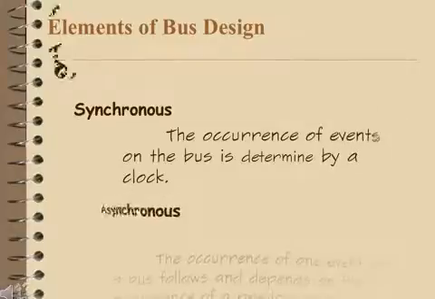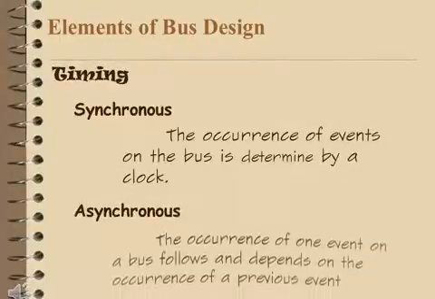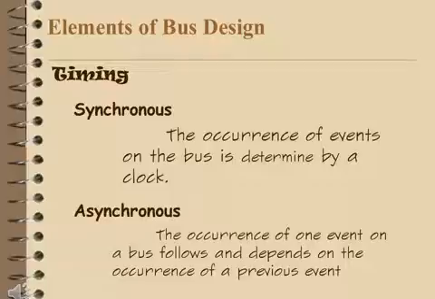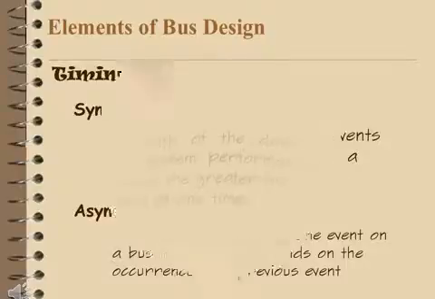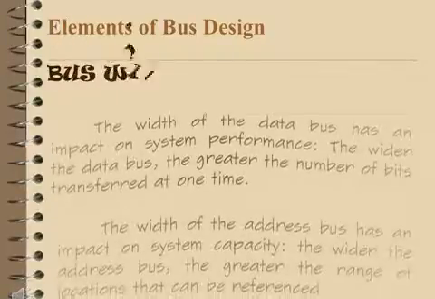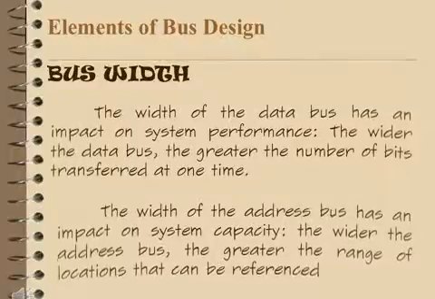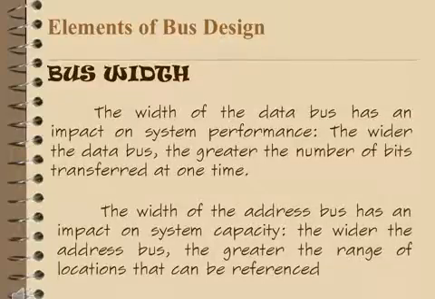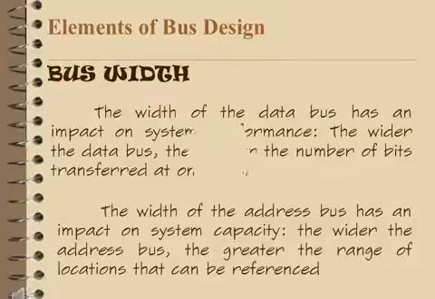Timing. Synchronous: the occurrence of events on the bus is determined by a clock. Asynchronous: the occurrence of one event on a bus follows and depends on the occurrence of a previous event. Bus width. The width of the data bus has an impact on system performance. The wider the data bus, the greater the number of bits transferred at one time. The width of the address bus has an impact on system capacity. The wider the address bus, the greater the range of locations that can be referenced.